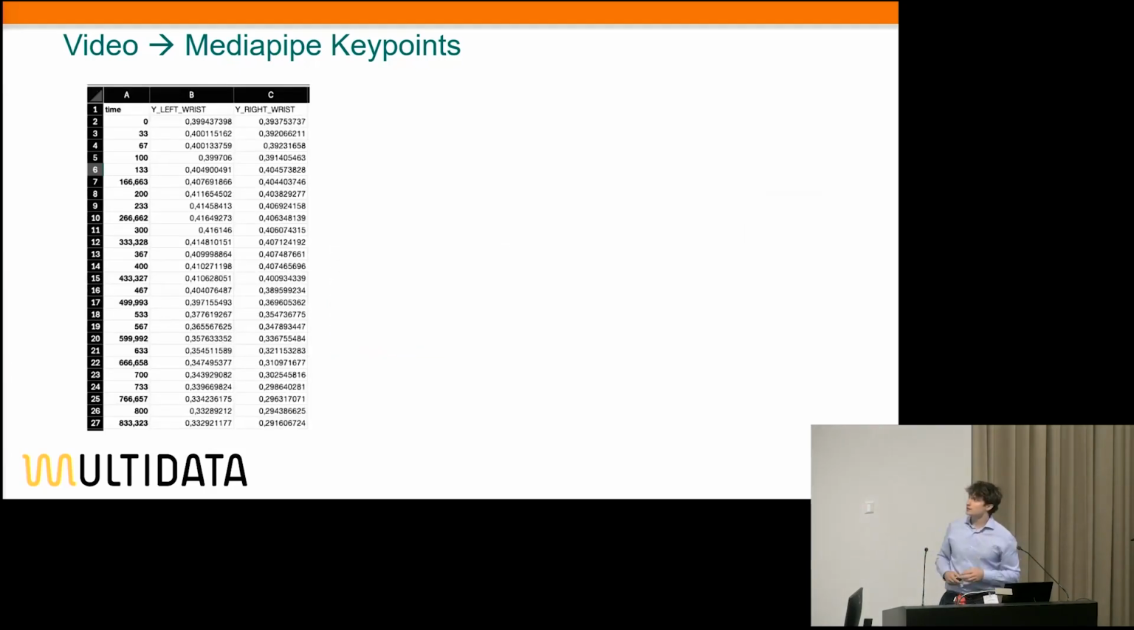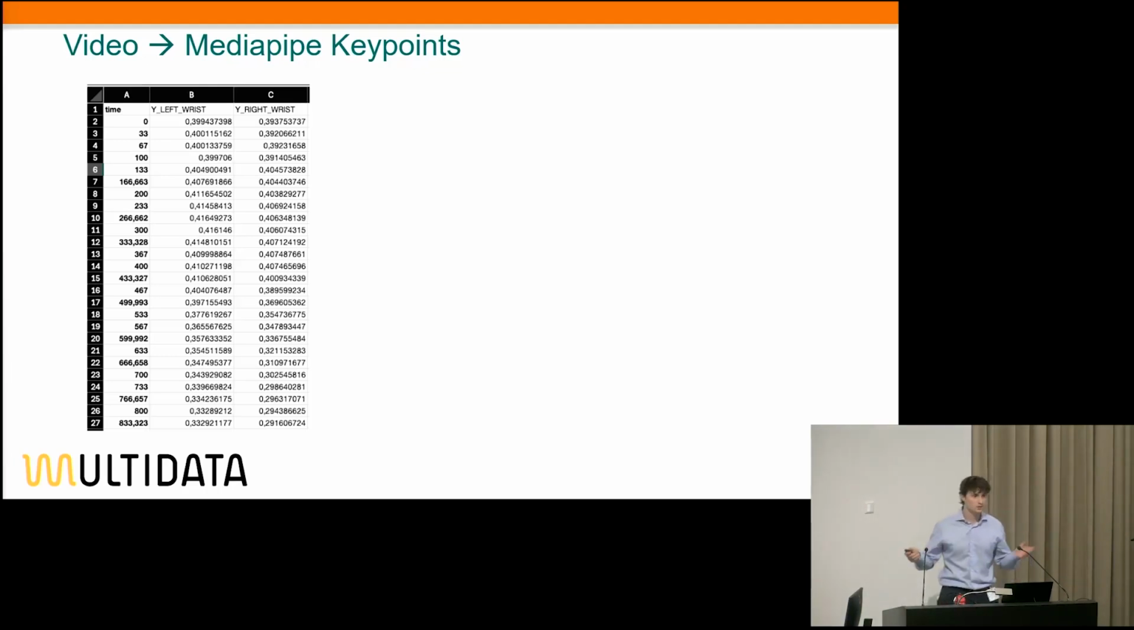So this looks like this. For two key points, you have the time here, the Y-axis of the left wrist, and the Y-axis of the right wrist, displayed in the CSV file.